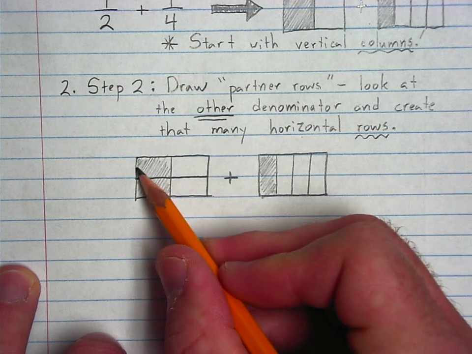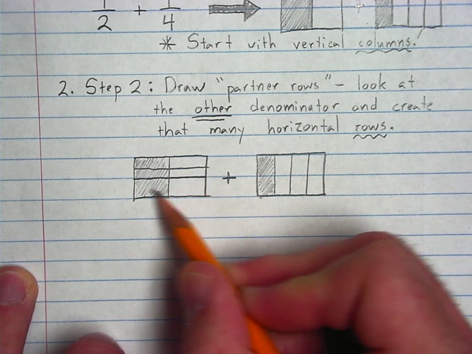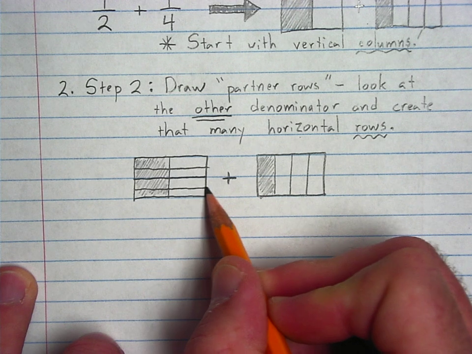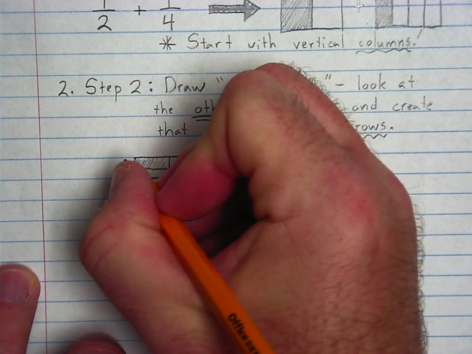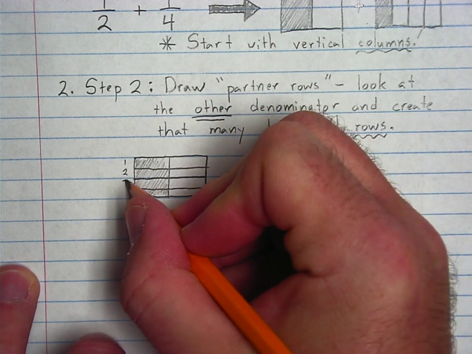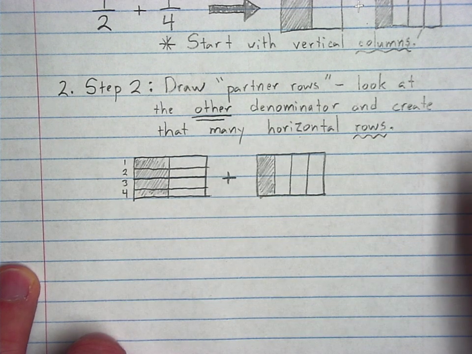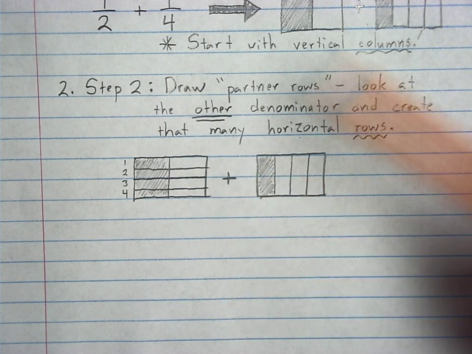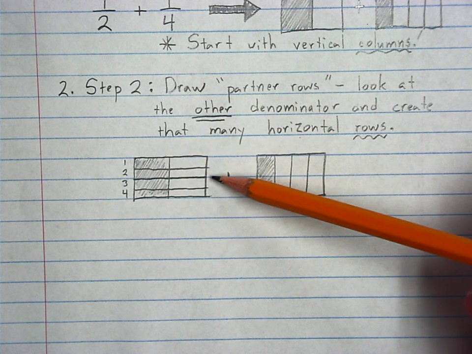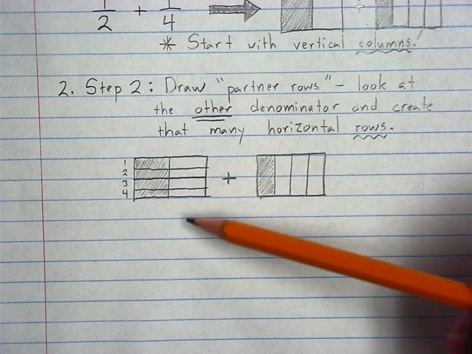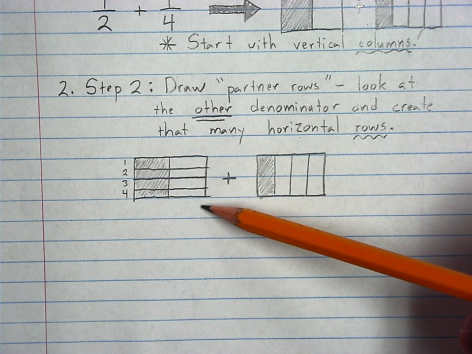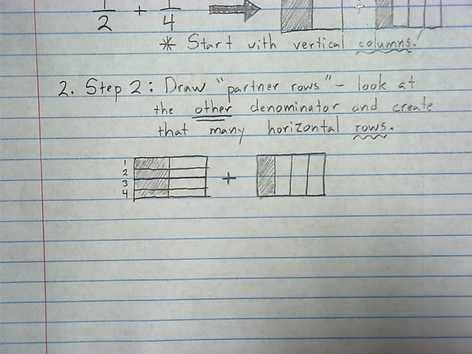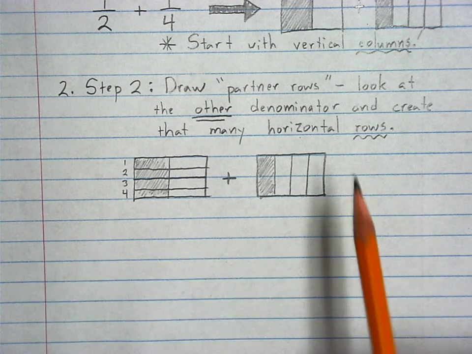1, 2. Split. 1 row, 2 rows, 3 rows, 4 rows. Just like we did in lesson 3-1, we are taking this model and we're finding an equivalent fraction. We split it up, which will help us find an equivalent fraction in just a moment. First, I got to go back over here.